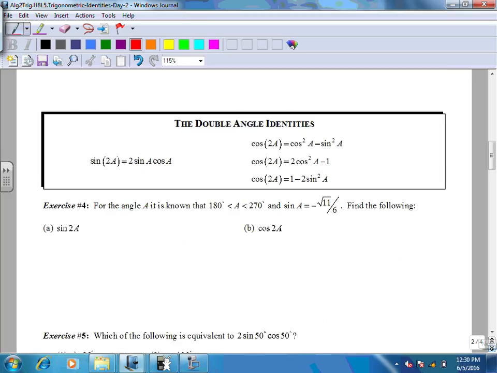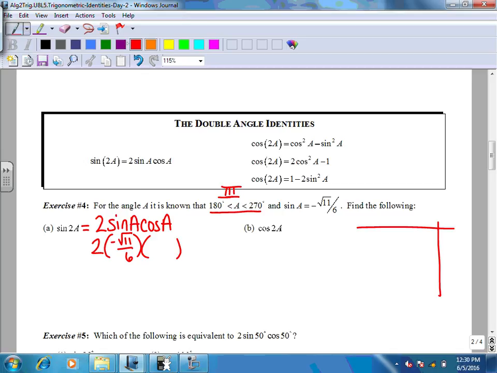Okay, next page. For the angle A, it's known that angle A is between 180 and 270. So now we're in the third quadrant. Sine of A is negative square root of 11 over 6. Find the following. So again, we only have one thing to use here. We already know the value of sine of A. We need to find cosine A. So we need to draw ourselves a picture in the third quadrant. Here's my angle A. We're given sine, which is opposite over hypotenuse.